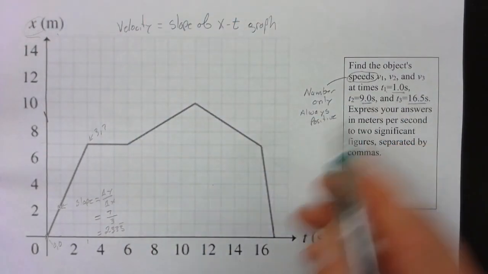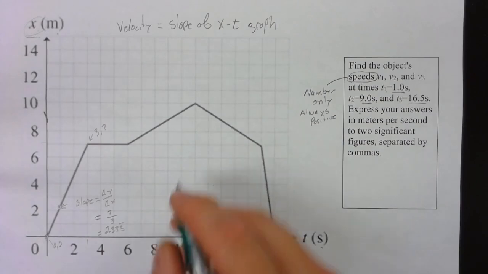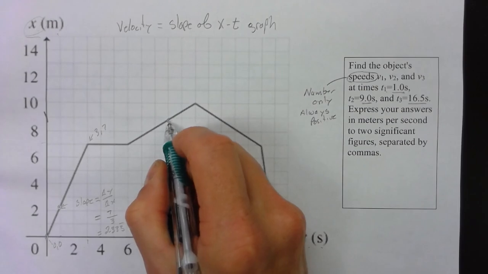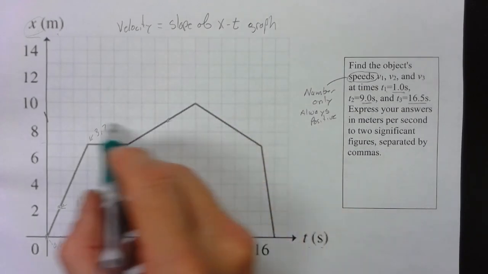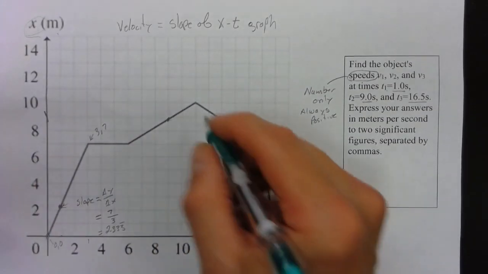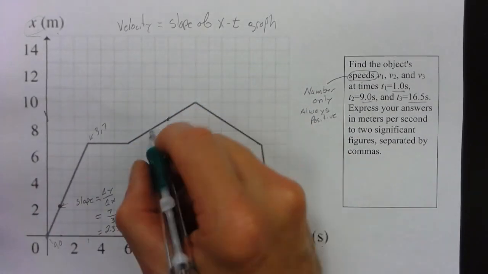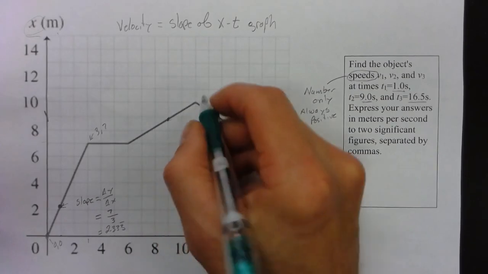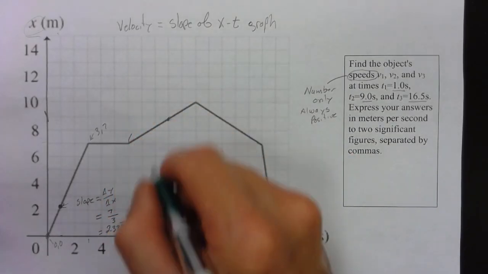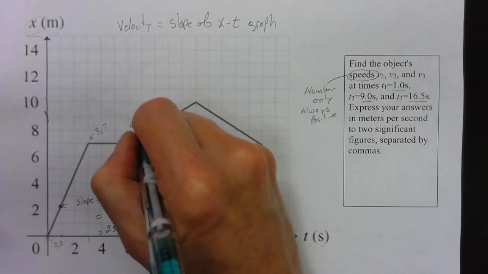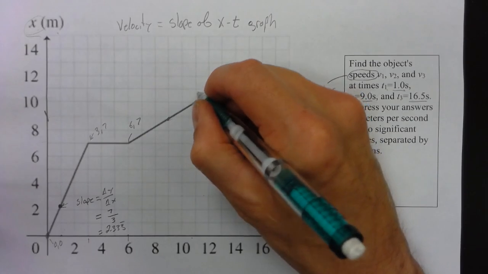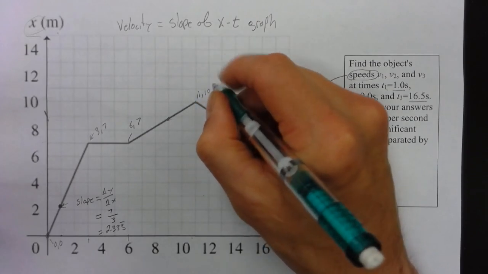Now at 9 seconds, I go to 9 seconds, I go up here, and that's on there. And that's kind of tough to tell what number that is exactly at 9 seconds. So I need the slope of that segment. Since it's part of another straight line segment, I can just choose this point, which is the point 6, 7, and this ending point, which is 11, 10.